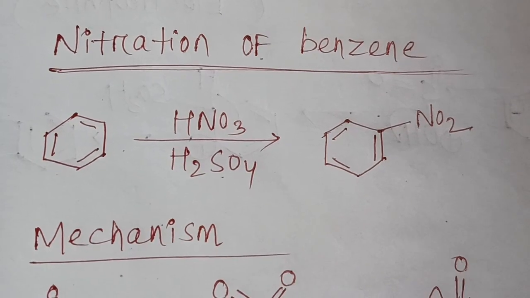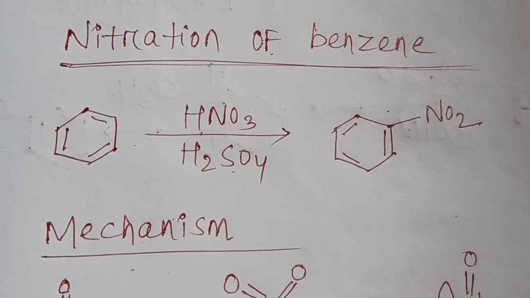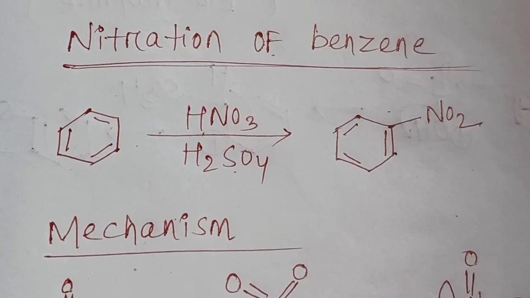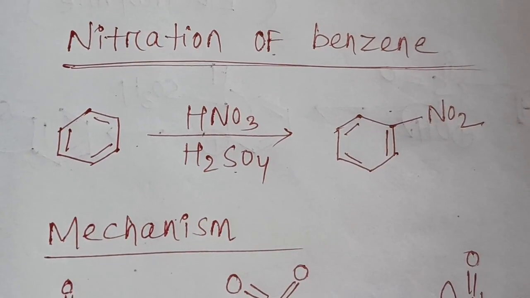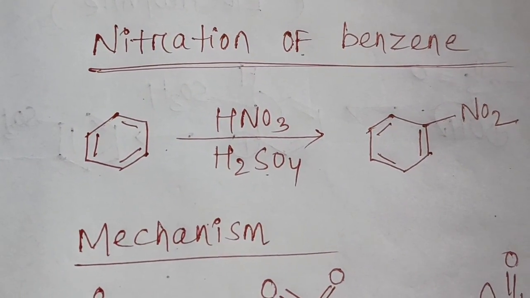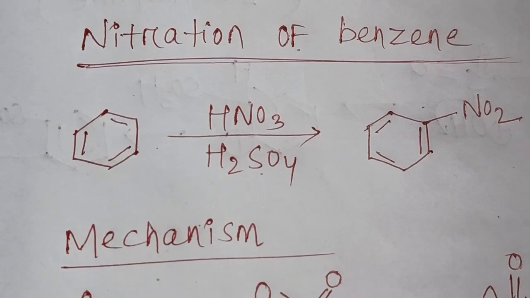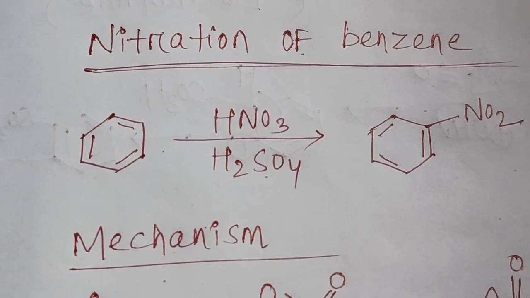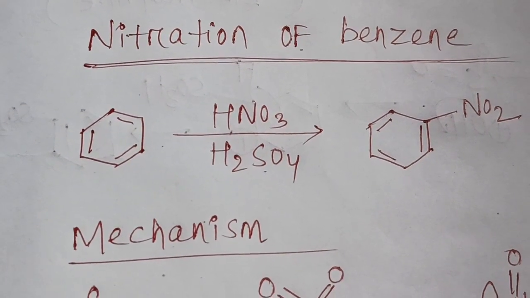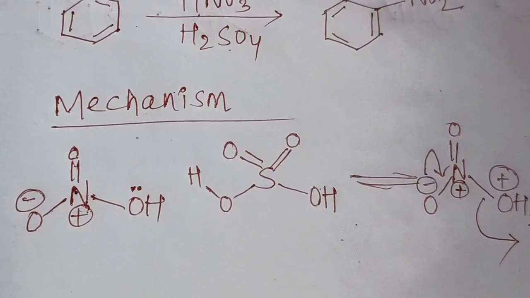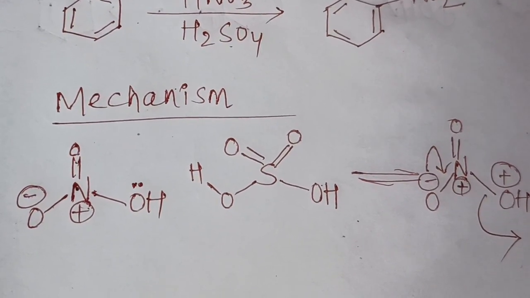Let us discuss various substitution reactions on benzene. First is nitration of benzene. When benzene is treated with nitric acid along with sulfuric acid, it gives nitrobenzene, and its mechanism consists of various steps. First is formation of the electrophile.